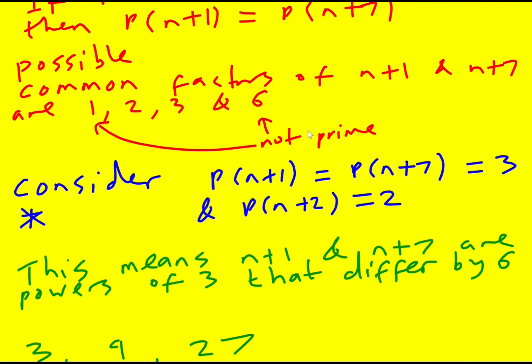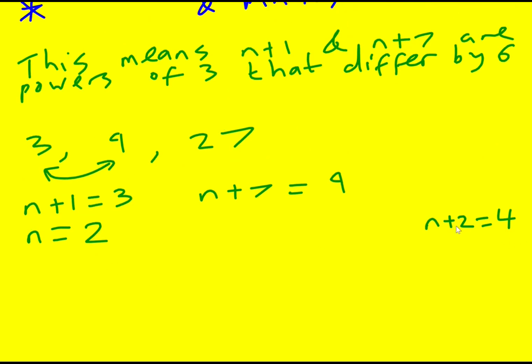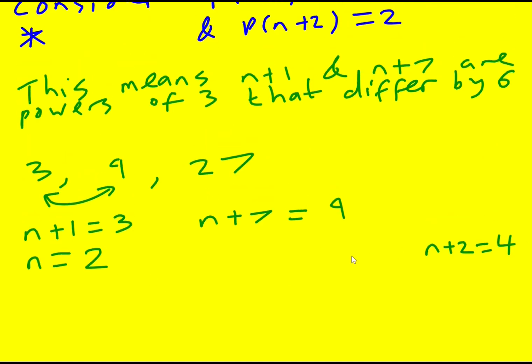Did I say that? No, but I've explained it now. So yeah, they're going to have to be multiple powers of 3. This one must be some sort of power of 2. And then these two are going to differ by 6. So if I write down my powers of 3, I get 3 and 9. N is 2. I get n plus 2 is 4. This is my only solution.